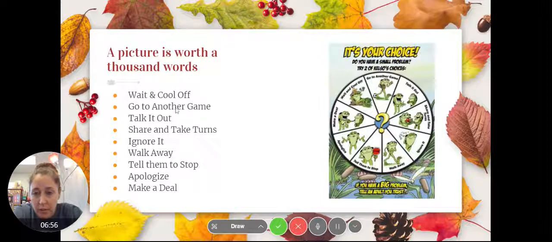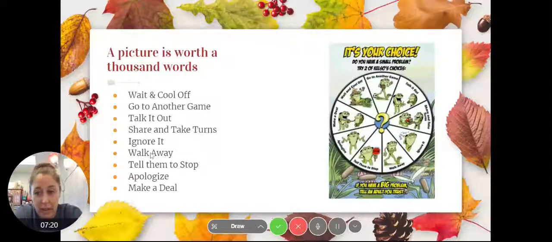Another option is go to another game if you're playing a game. Talking it out sometimes helps if everyone's calm. Sharing is always a good, kind solution to small problems. Ignoring it can be really effective and work. If you just say, "You know what, I'm just going to leave it. They're acting crazy." You can just leave it where they're at.